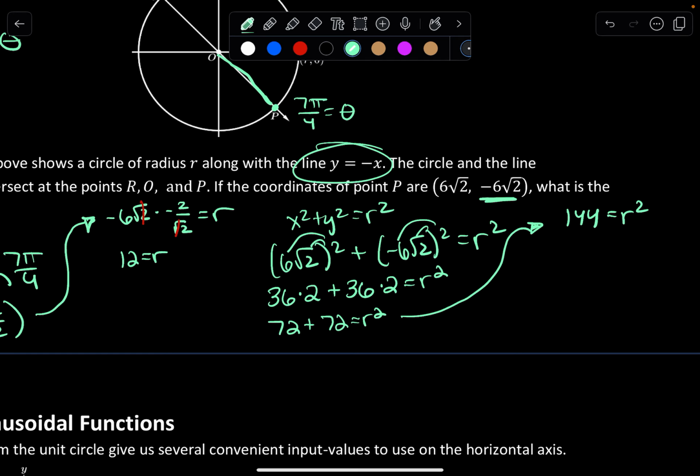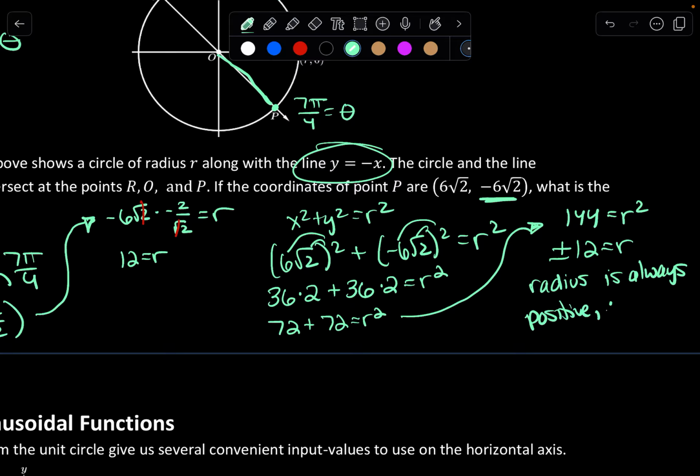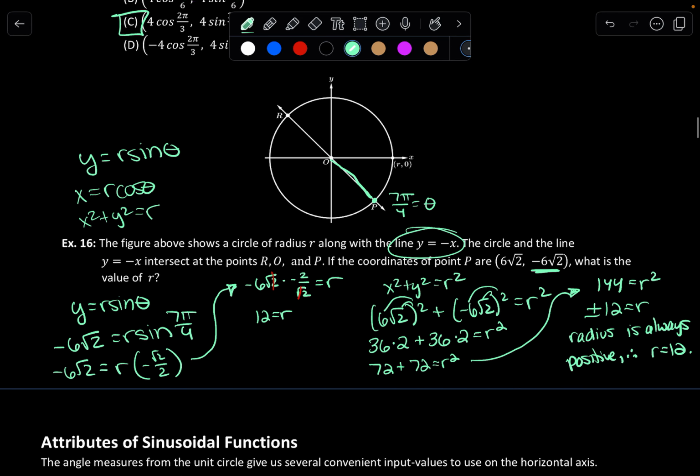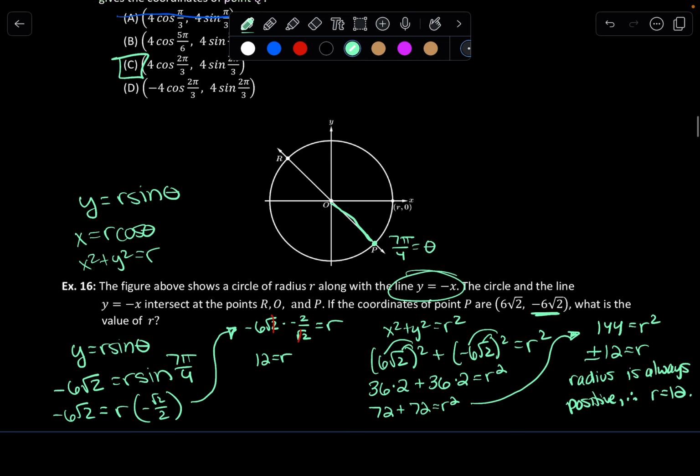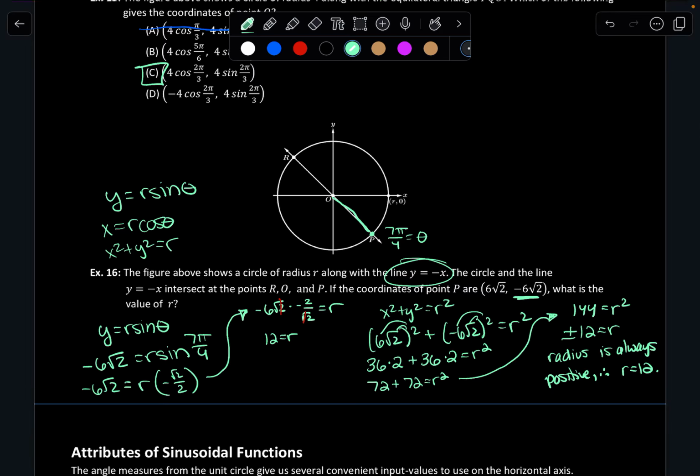We're going to take the square root of both sides, so we get plus or minus 12 is equal to r. However, your radius is always positive. Therefore, r equals 12. So there are multiple ways to approach these. There's no one way that you need to do, but just pick a way that's comfortable for you and practice that constantly. All right, hope this helps.